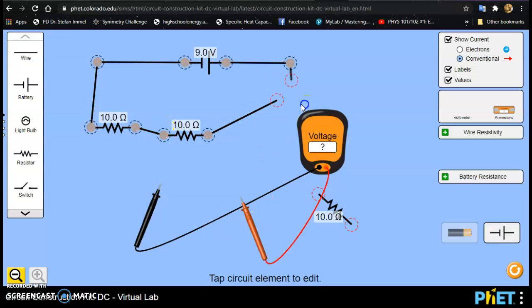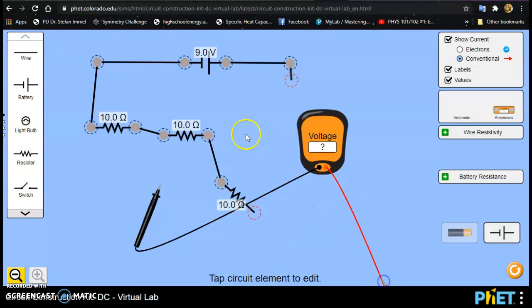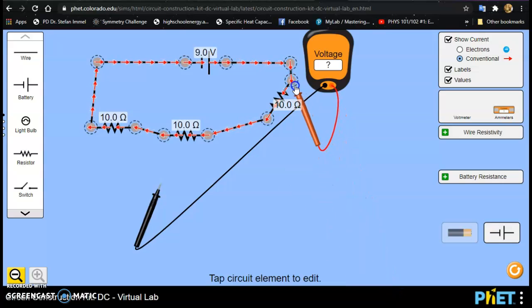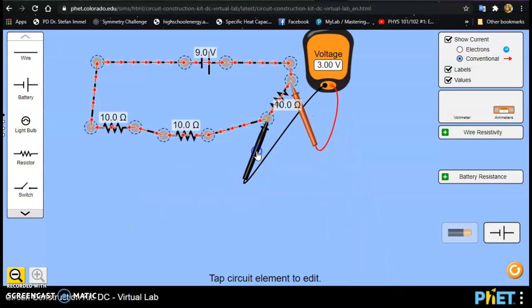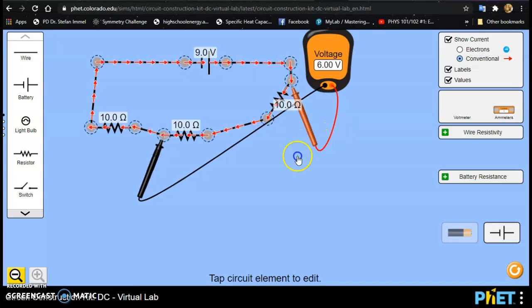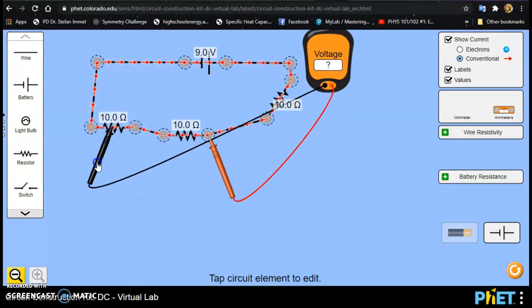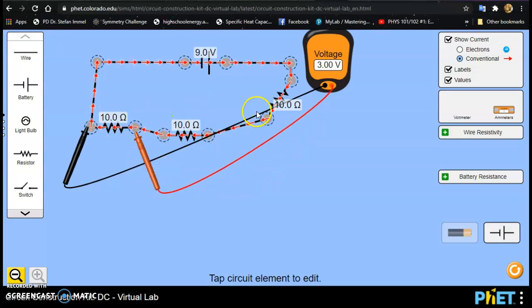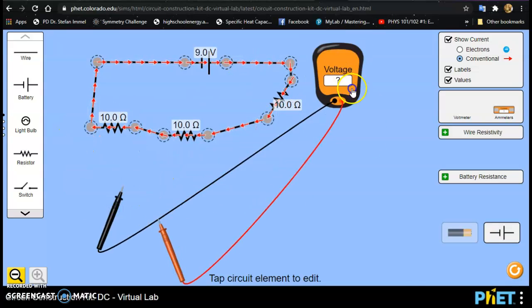Let me add one more resistor here. Okay, you can see the current goes even slower. Now what would the voltage be? How much voltage is dropped across each resistor? Well, it should be 3 volts. 3 volts here, 3 volts here. So the sum of the voltage drops in series for these resistors is equal to the voltage supplied by the battery. Now what is the current in the circuit?